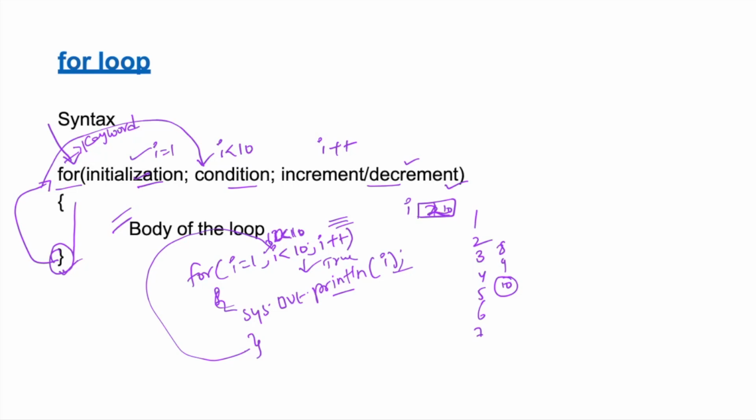If you want to print the 10 value also, just keep the equal to here. So with equal to, it will print the 10 value also. When the value becomes 11, 11 less than or equal to 10 condition fails, and it will come to the next part of the program.